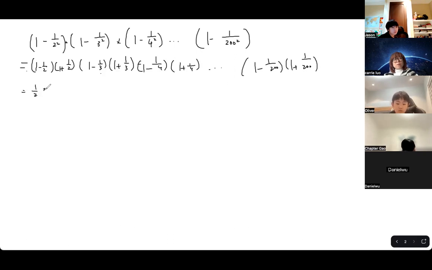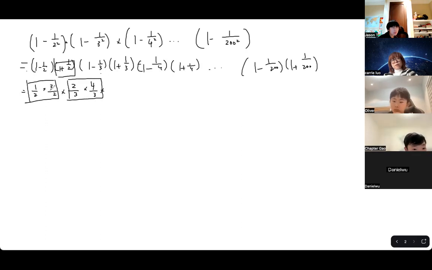Equals 1 over 2 times 3 over 2 times 2 over 3 times 4 over 3 times, you can see the last part of the second term and the first part of the third term, they combined together and became a 1. Get it? Because 1 minus 1/2 equals 1/2, times 2/3. So this is something like that, okay? So basically, the next one is 3 over 4 times 4 over 5. Where do we get 3 over 2 and 2 over 3 from?